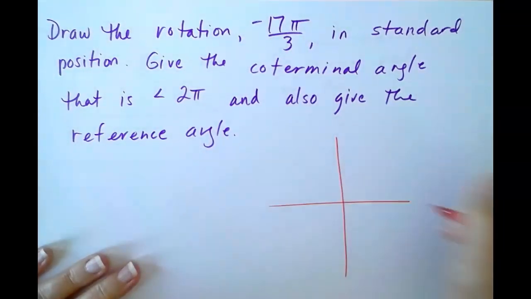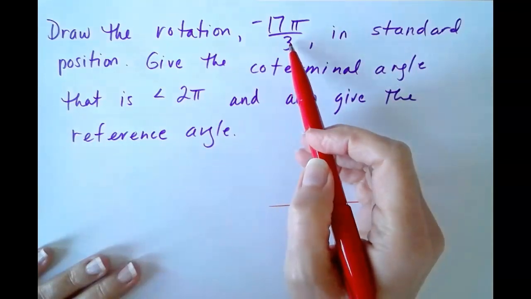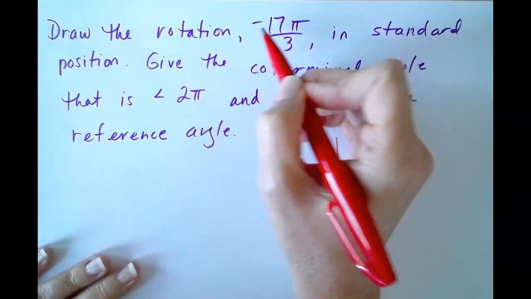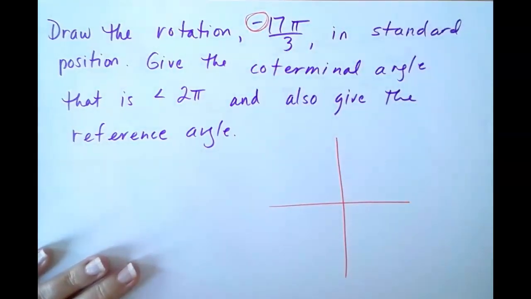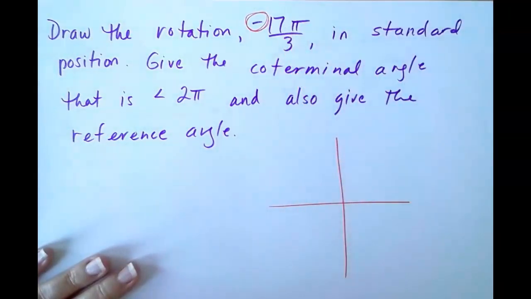So we're going to start with an x-axis and a y-axis. And I'm going to ask the question, how many 3's are in 17? And keep your eye on the fact that this is a negative rotation. How many 3's in 17? There are 5 and 2/3 remaining.